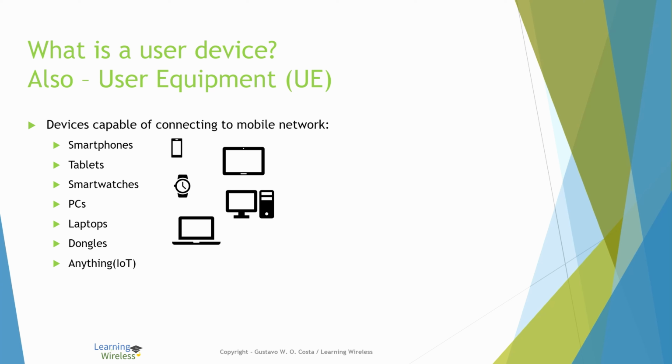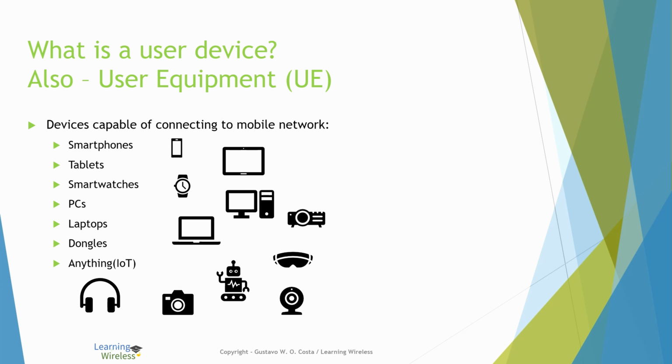The dongles themselves, and basically anything due to IoT, we're talking that basically almost any possible type of electronic device could eventually become a user device in the cellular network, what's also known as a UE, user equipment, in 3GPP specs and in technical documentation.